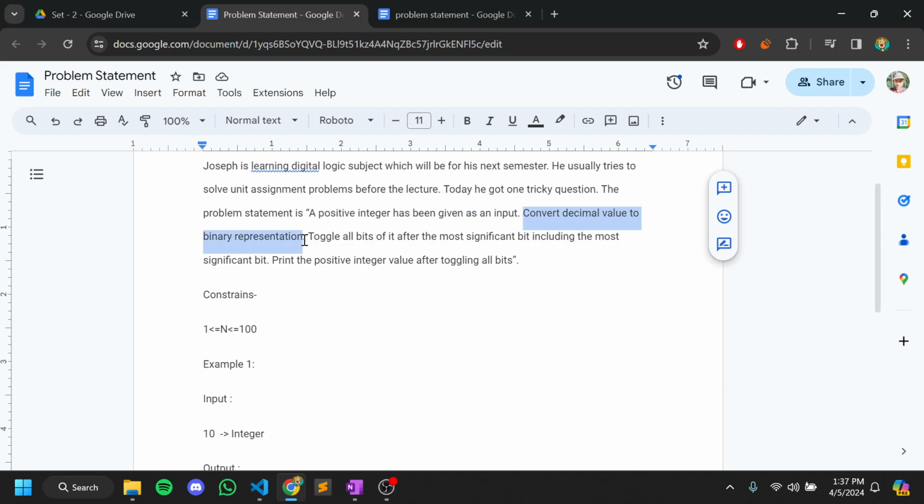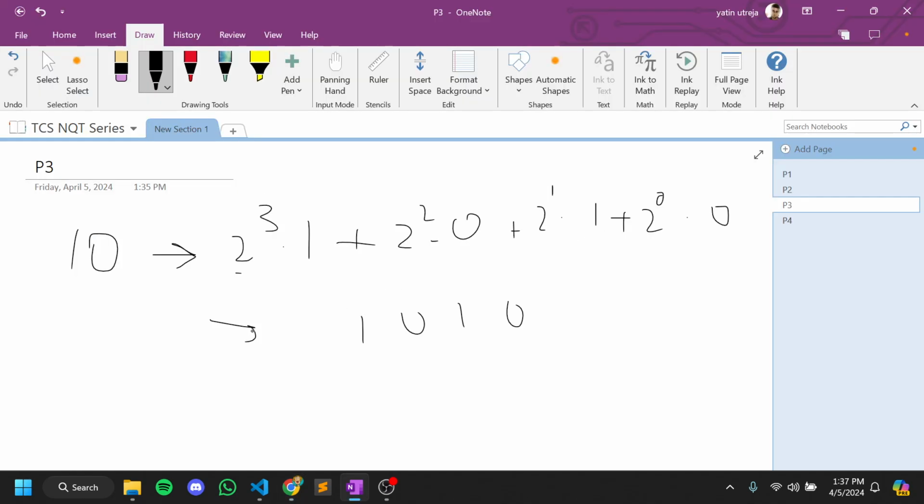Now let's try to understand what the problem statement is saying. Firstly, we have to convert it to binary representation. That's done. Then toggle all the bits after its most significant bit. What is the most significant bit? The most significant bit is the first bit from the left. Before this one, there are multiple zeros present, so they are not significant. The first leftmost bit with the number 1 is called the most significant bit. So 1 is our most significant bit.